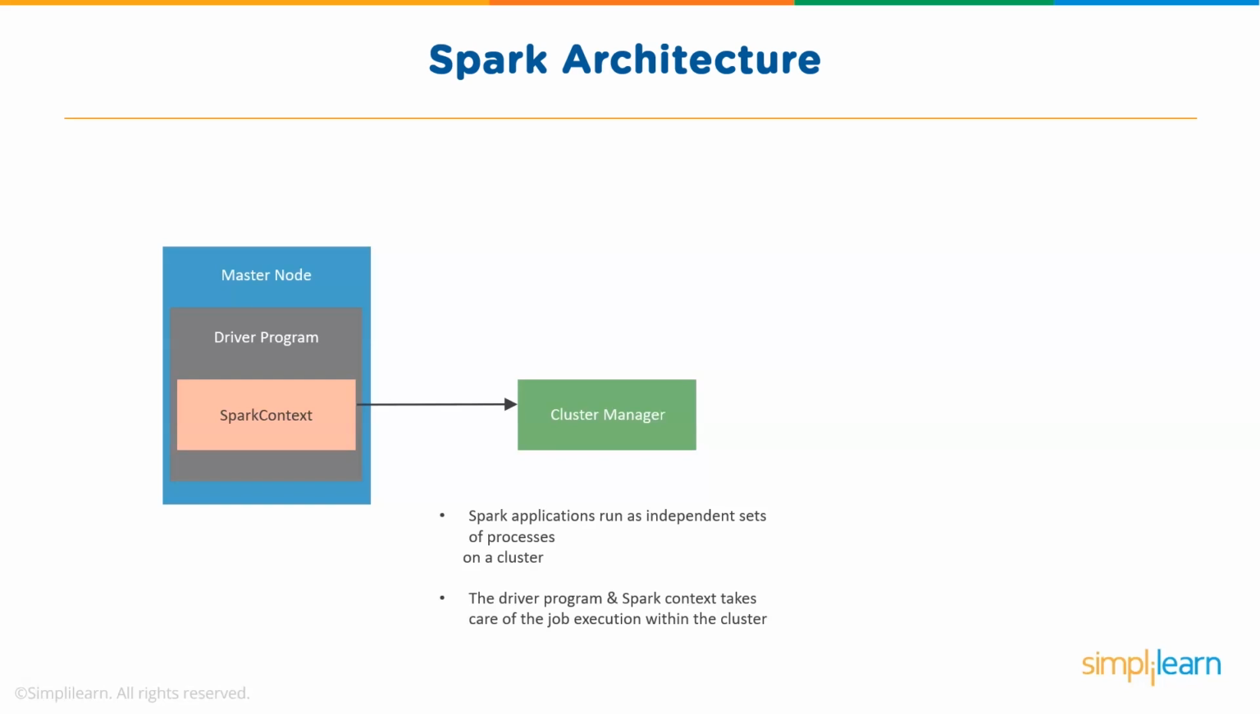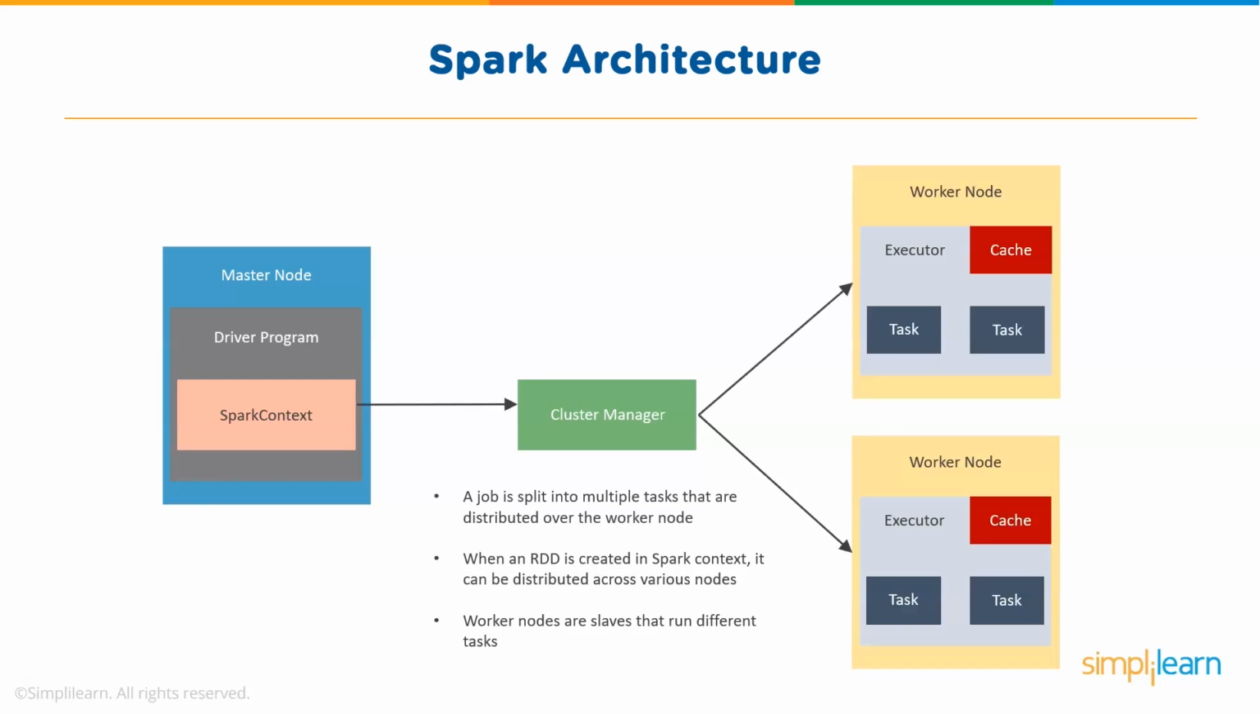Spark context will talk to the cluster manager. Your cluster manager could be YARN, and for YARN it would be the resource manager. So at a high level, we can say a job is split into multiple tasks, and those tasks will be distributed over the slave nodes or worker nodes. Whenever you do some kind of transformation or use a method of Spark context, an RDD is created, and this RDD is distributed across multiple nodes. As I explained earlier, worker nodes are the slaves that run different tasks. So this is how a Spark architecture looks.